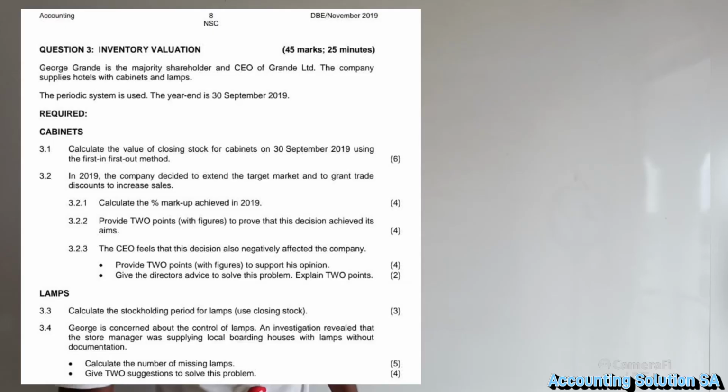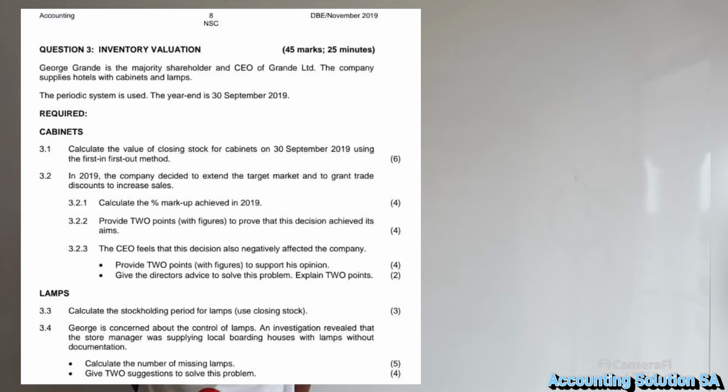Okay guys, so in today's video I'm going to show you how you should treat inventory valuation when you come up with your examination or your test. So please make sure that you watch the rest of the video so that you will understand some basics that I come with on this question paper. This question paper, guys, was written in November 2019. It was a final examination, question 3.